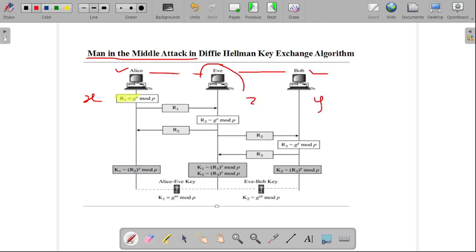Now next one. We have to calculate the keys between Alice and Eve, and between Eve and Bob. So the value of K1 is equal to g raised to xz mod p, where x and z are the private keys of Alice and Eve. In the case of K2, we are calculating the key between Eve and Bob. So K2 is equal to g raised to zy mod p, where z and y are the private keys of Eve and Bob. So now we have calculated the symmetric key between Alice and Eve, that is K1, and the symmetric key between Eve and Bob, that is K2.